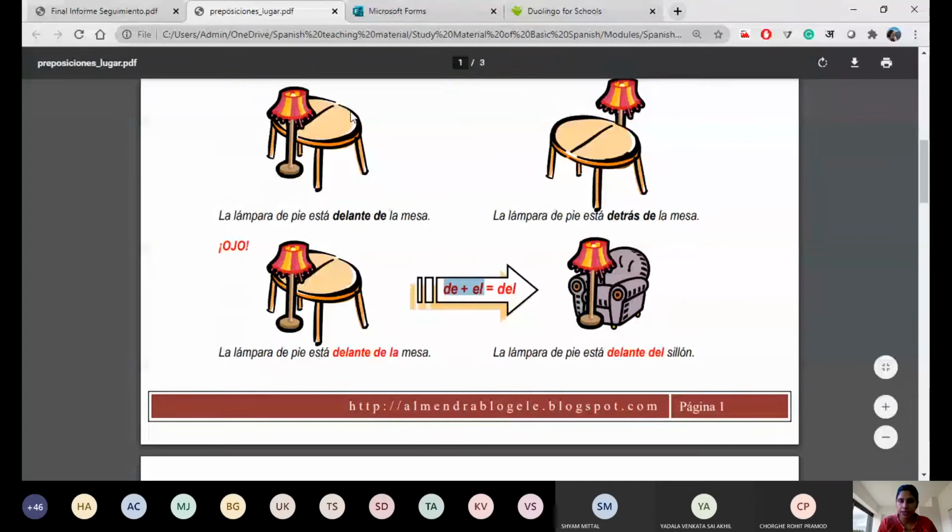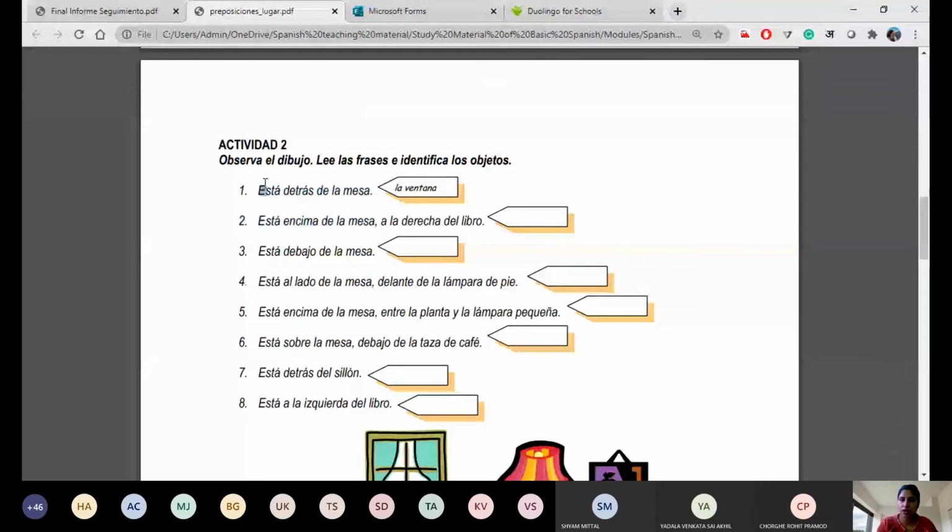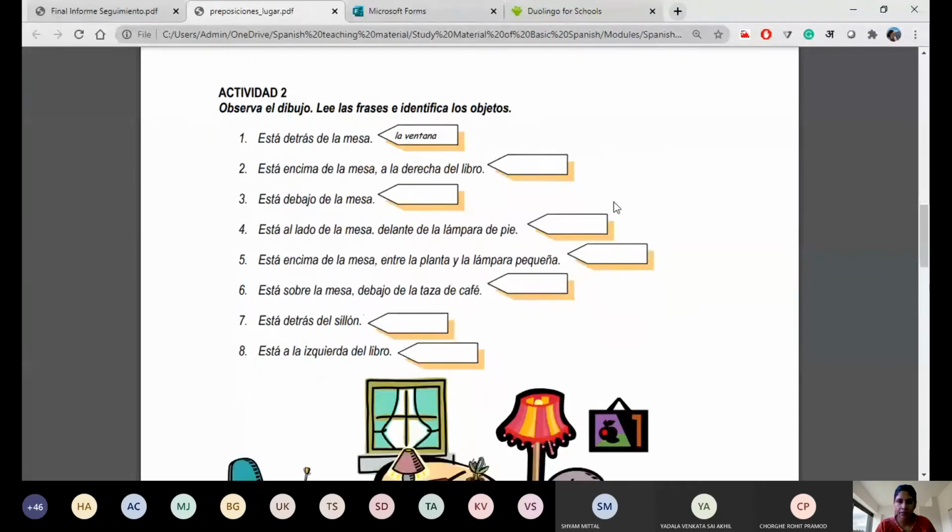Okay, let's do one exercise here. Something has been described, what is where. So you have to find the object about which we are talking in each question. The first question has already been done.